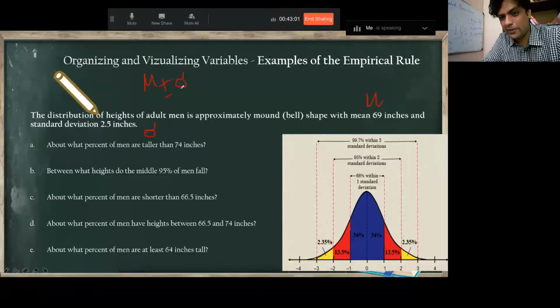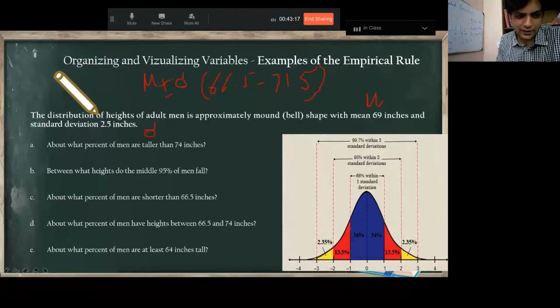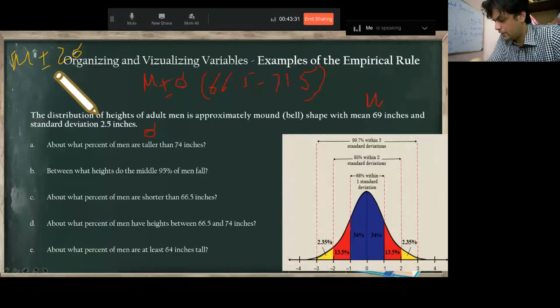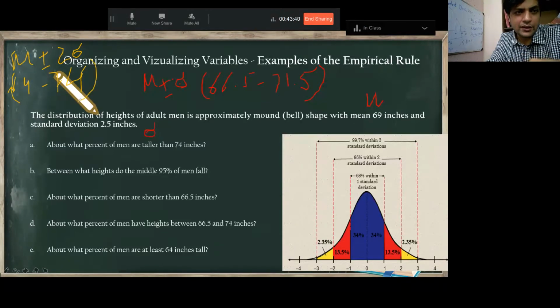So that gives us 66.5 and 71.5. That's the first range. And hence the second range will be mu plus or minus 2 sigma, which is 2 times 2.5, which is 5. So can I say that the range is 64 and 74? Yes, I can say it.